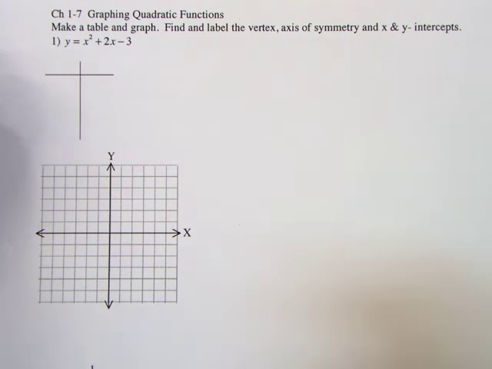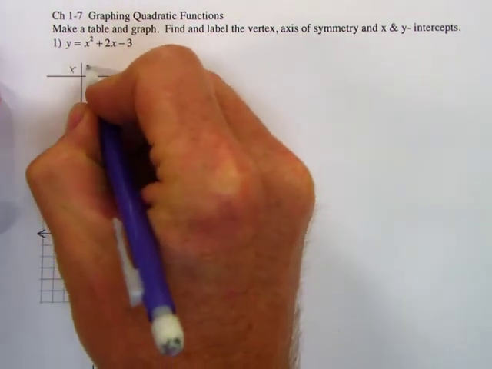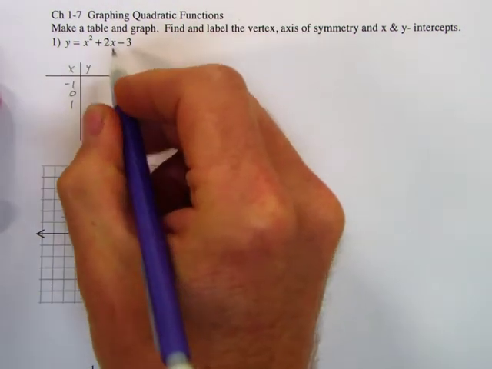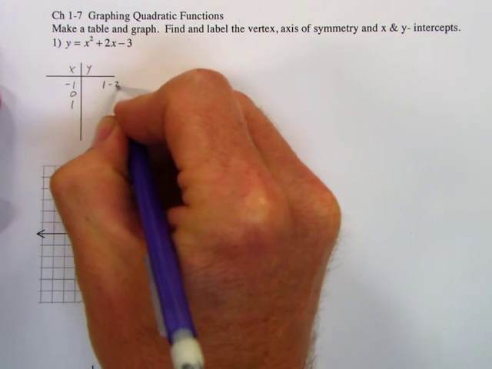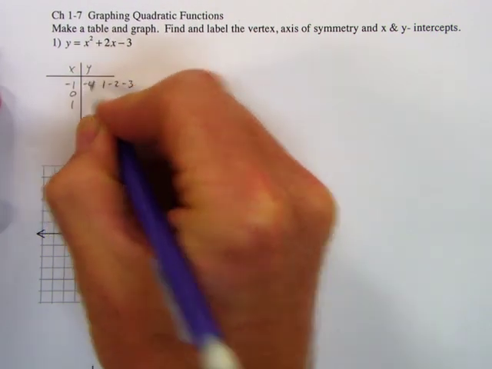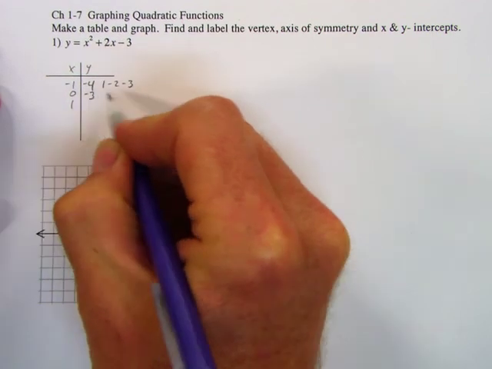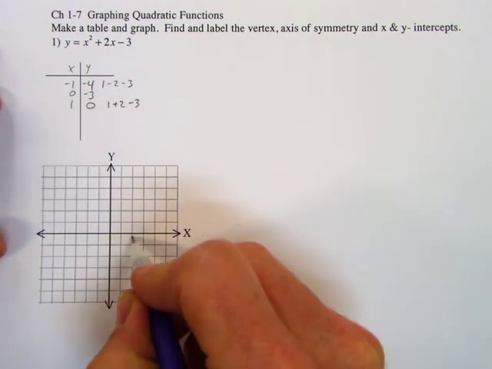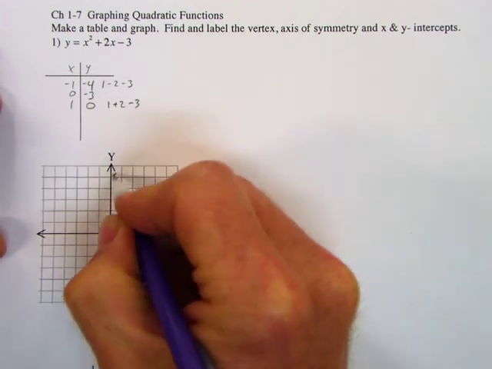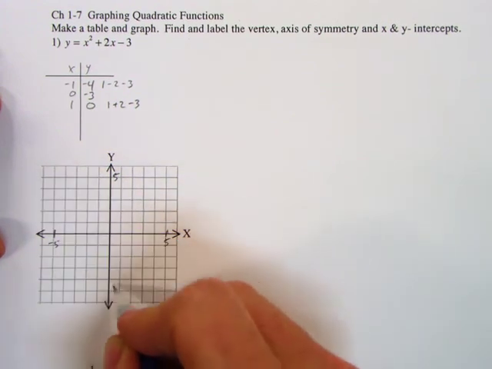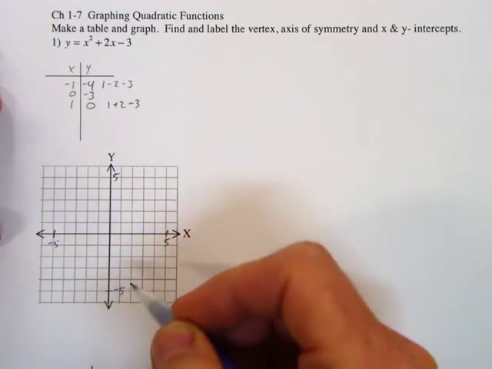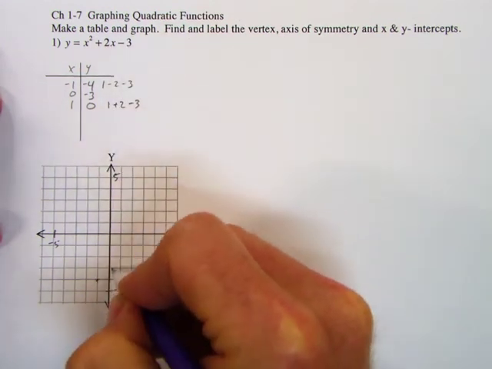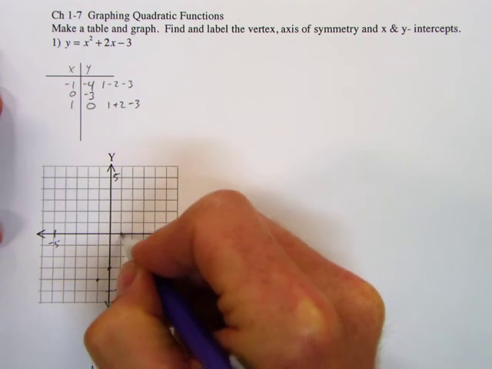So what we're going to start off right now is making a table. We'll plug in a negative, 0, and a positive. We plug in the negative and we have negative 1 squared is 1, minus 2 minus 3, so that gives us negative 4. 0 will give us negative 3. 1 plus 2 minus 3 gives us 0. Let's plot those points. We label our scale, plus or minus 5 for x and y axis. Negative 1, negative 4, 0, negative 3, 1, 0.